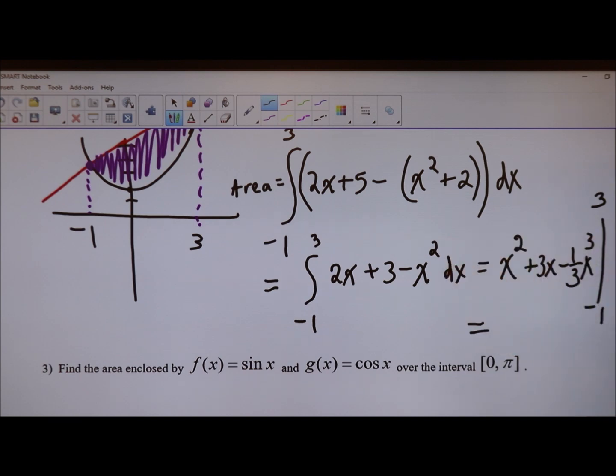And you can do all of that arithmetic. And drum roll, please. Our answer is 32/3. Okay.